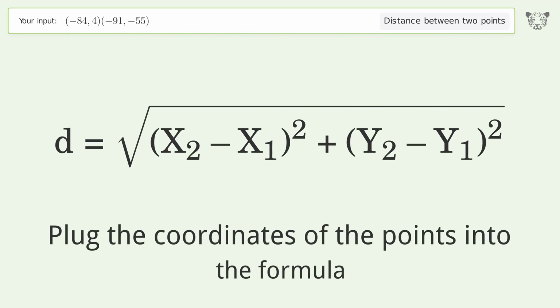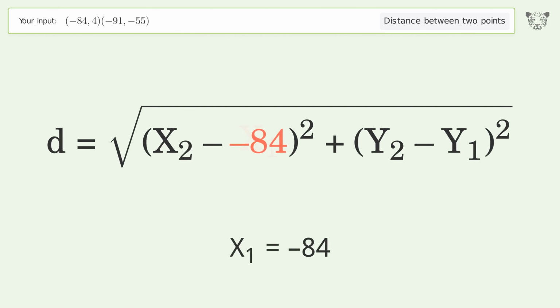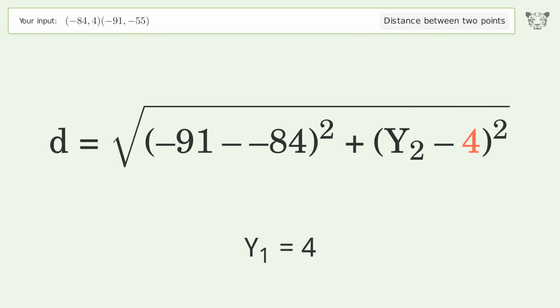Plug the coordinates of the points into the formula. x1 equals -84. x2 equals -91. y1 equals 4. y2 equals -55.